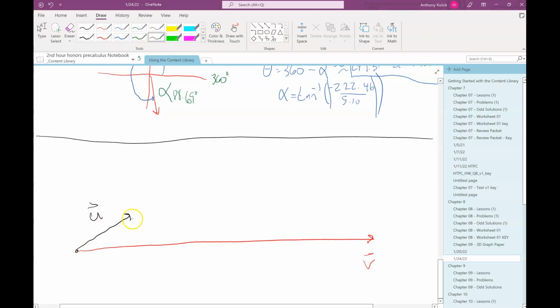So to do that, basically we're going to drop a perpendicular down, and this vector here that's in the same direction as v, we're going to call the projection of u onto v.